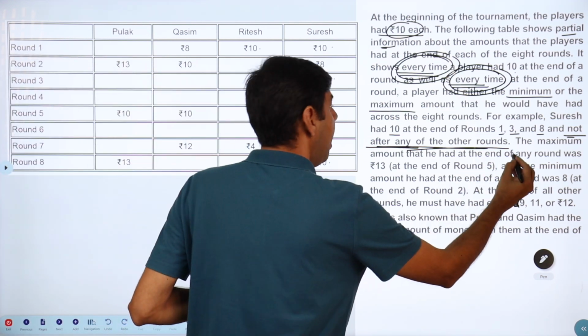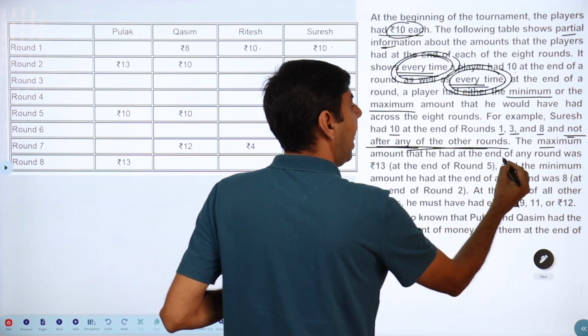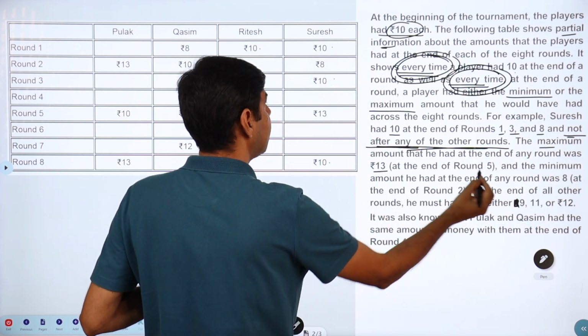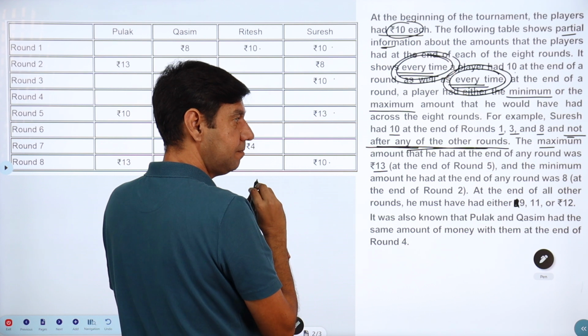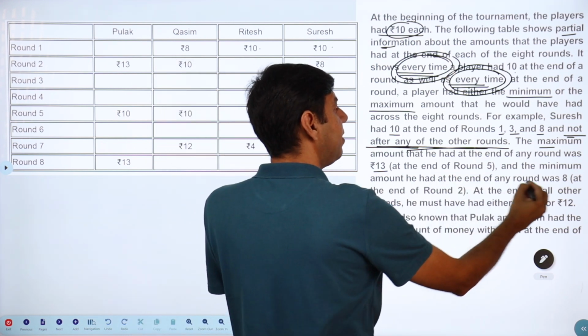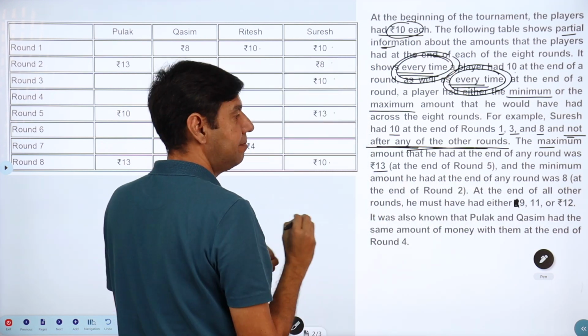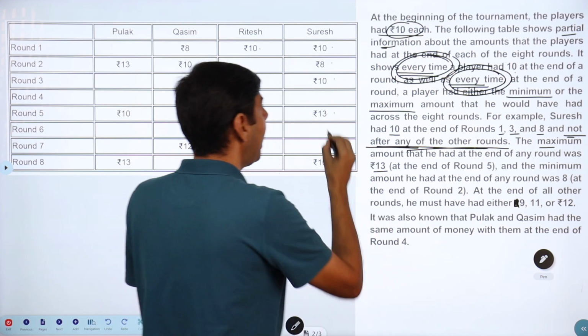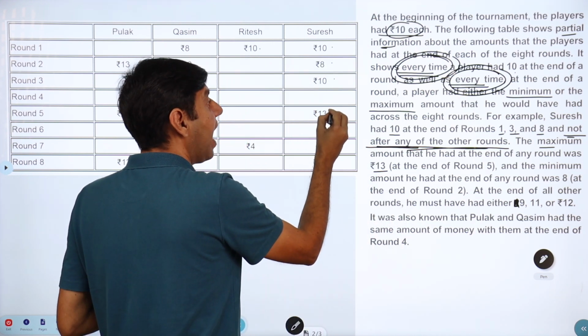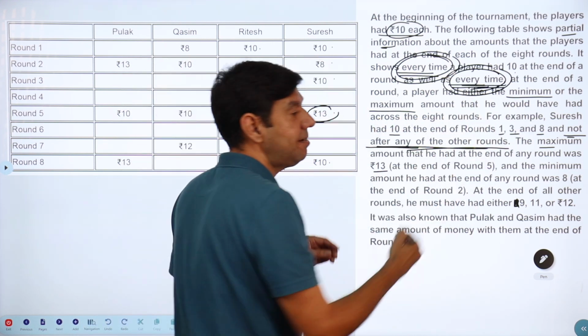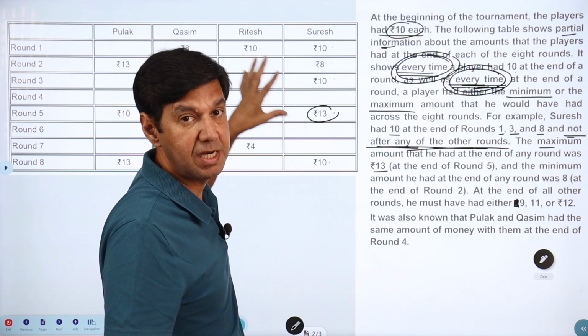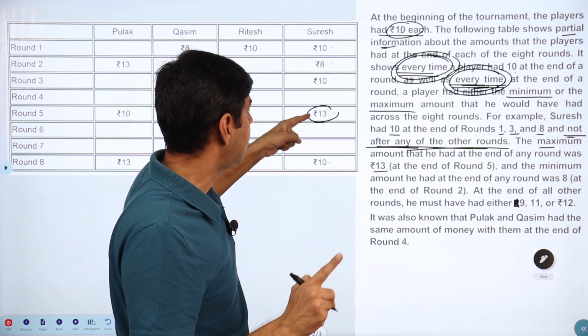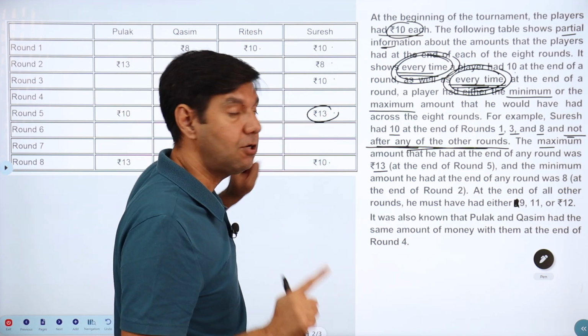Just remember that. The maximum amount that he had at the end of any round was 13 at the end of round 5. So 13. And the minimum amount he had was 8. So 8, the minimum is also given. And every time that he had the maximum or the minimum will be mentioned. So here 13 is mentioned just once. So he had it only once.